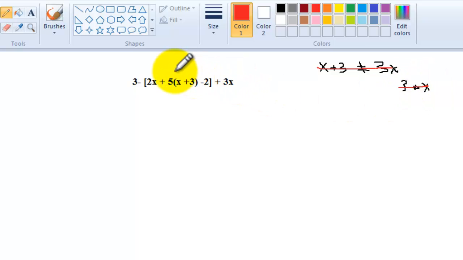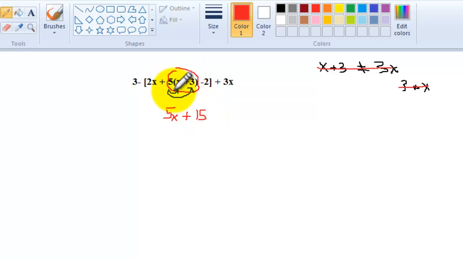We have to look at this center piece here and see that we can use distributive property. Because then once we've simplified this using distributive property, we'll be able to combine like terms inside the brackets. So let's begin. Using distributive property, we're going to take the 5x first, or 5 times the x, and then we're going to take 5 times the 3, and it's added. So that will give us 5x plus 15.